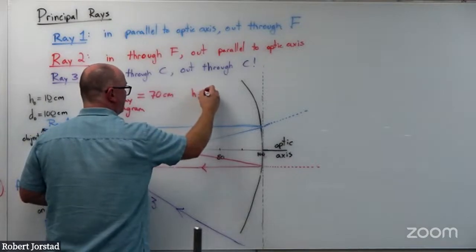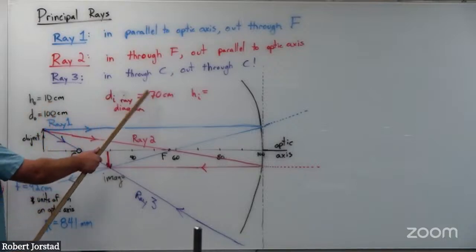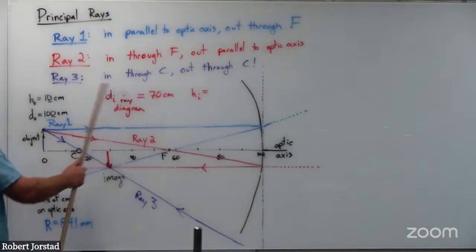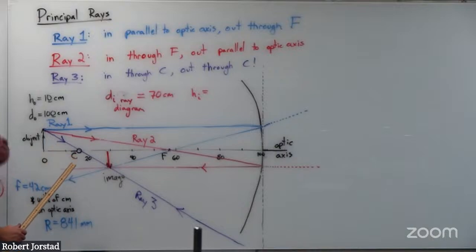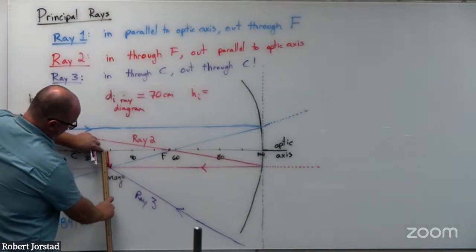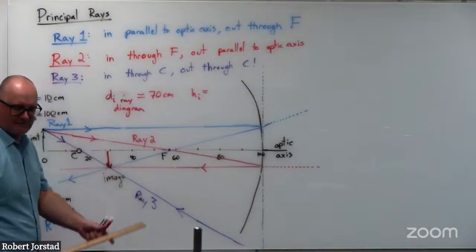The height of the image, maybe you can guess what it should be. If you know the object distance and the image distance, you could probably see we're going to get negative 70 over 100. It should be magnified by negative 0.7. So that means the image height should be negative 7, and it is. It's about, my picture has about negative 8. Not bad for drawing on the board.